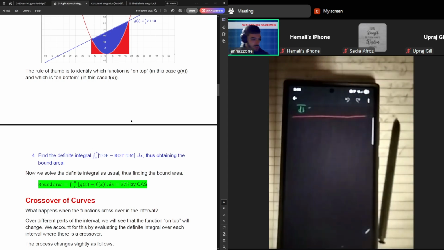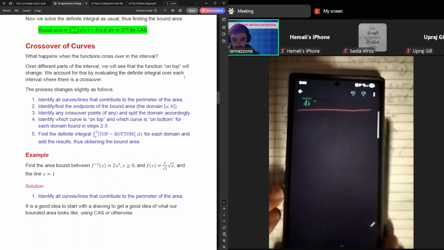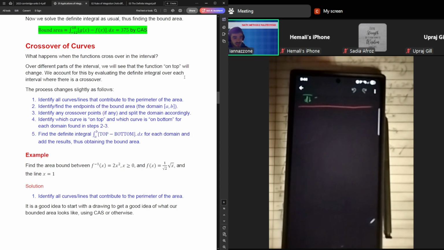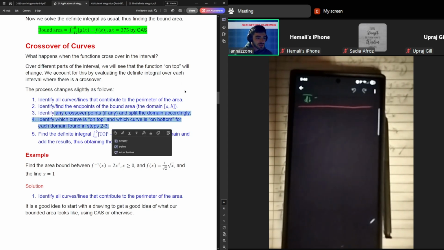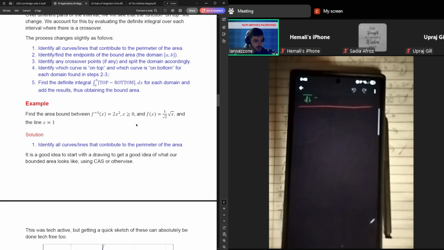Sweet. Okay, so that's the gist of what's going on as far as finding bound area. Now, one of the circumstances that could come up is that your curves cross over. So effectively what's happening is that the function that is on top will not necessarily stay on top for the entire interval. Functionally, all we're really doing is the exact same procedure, but we're going to do two versions of it. One version where one function is on top of the other, and the other version where it's the reverse situation. So we'll see what that looks like.